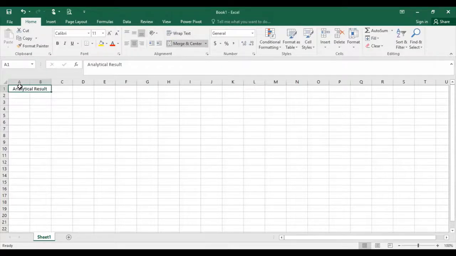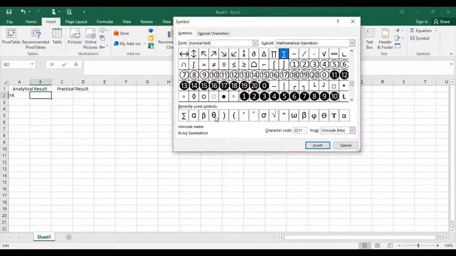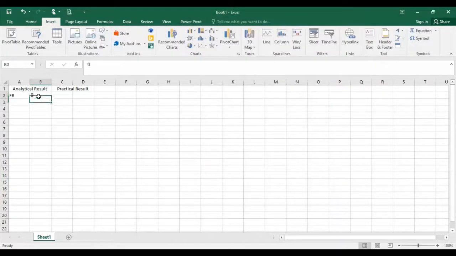And I'm going to copy it here, and this will be the practical result. So this will be theta R, you can say, and you can write down FR. You have to go into the insert option, symbol, and let me take theta from here. Insert it, and this will be theta R.